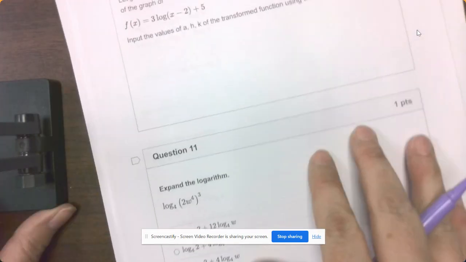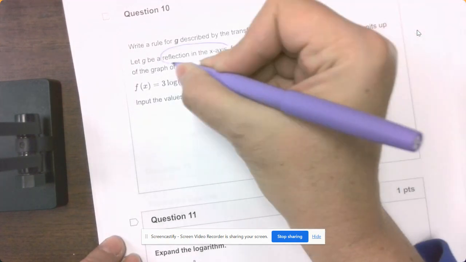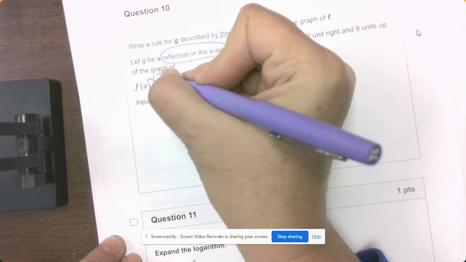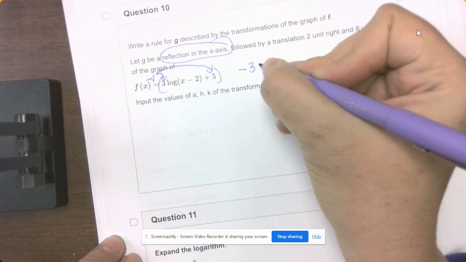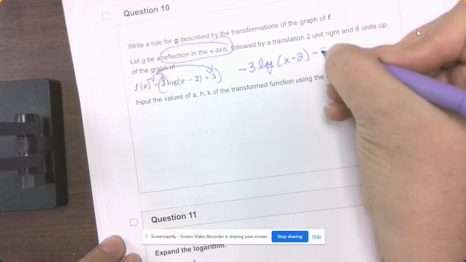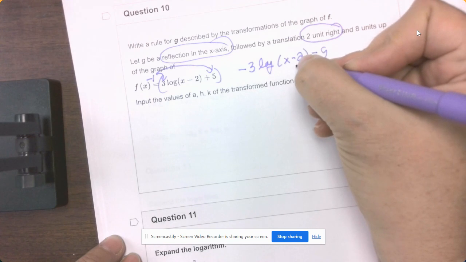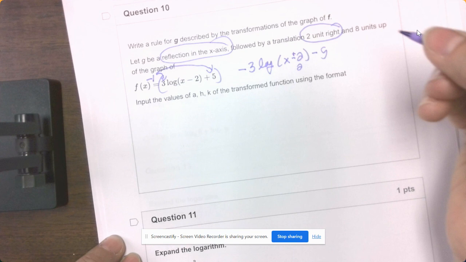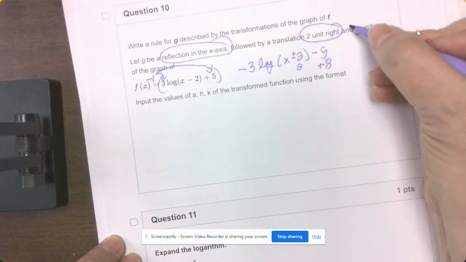Okay, this one says let it be a reflection in the x-axis followed by, so reflection in the x-axis, everybody, that means we're going to multiply the whole thing by a -1. So my a value and my k value are going to change. So I do that first, so I get -3 log base x minus 2 minus 5, translation 2 units right. So I'm just going to add 2 to this. Remember, we think of that as a positive. And 8 units up. So we're going to add 8 to that one. That's our k value.